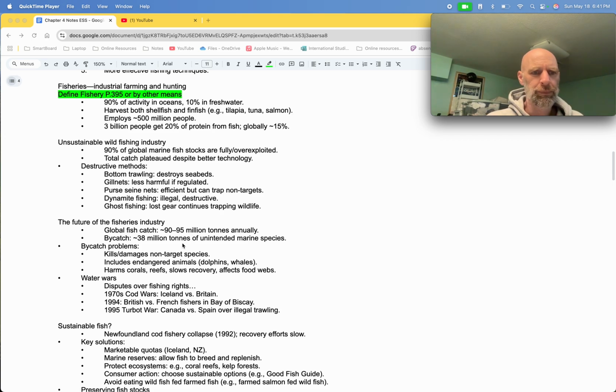Let's see here. Bycatch problems. Kills damaged non-target species. So bycatch is the stuff you catch that's not intended. Includes endangered animals, whales, dolphins, all of it. Harms corals, reefs, slow recovery, affects food webs. Once you start raiding fish, you don't know their role in the food chain. So they could be keystone species that you're getting rid of.